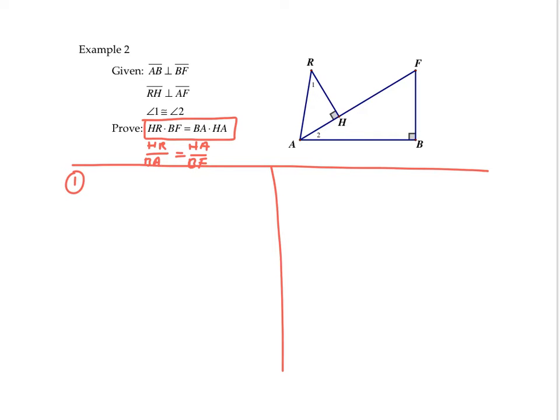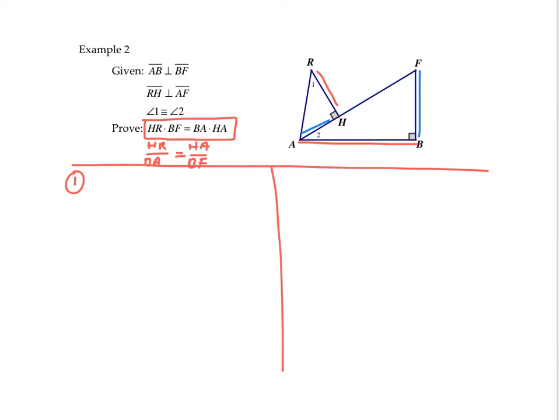All right, we could write that proportion if we could prove the triangles similar to one another. Because if our two triangles are similar, then we can say the corresponding sides are proportional. So HR, this side, would correspond to line segment BA, this side. And line segment HA, this little piece, would correspond to line segment BF, this piece.